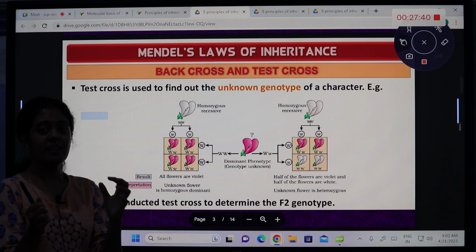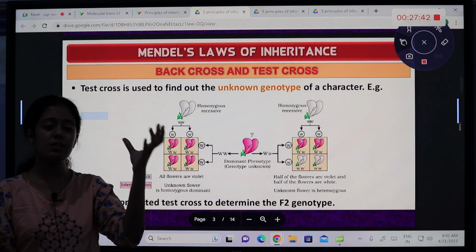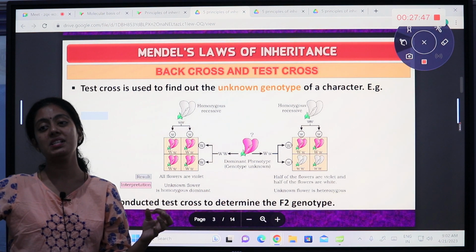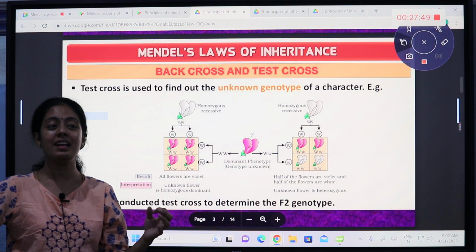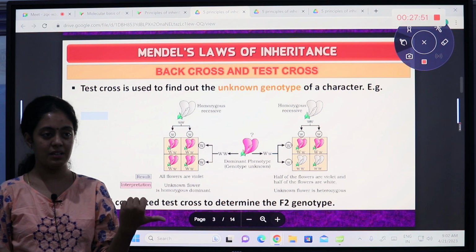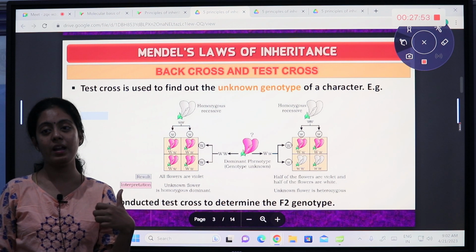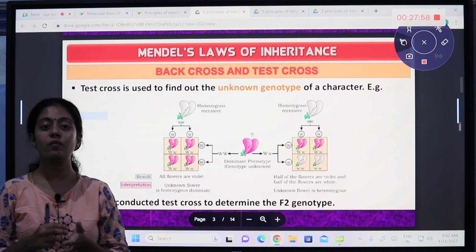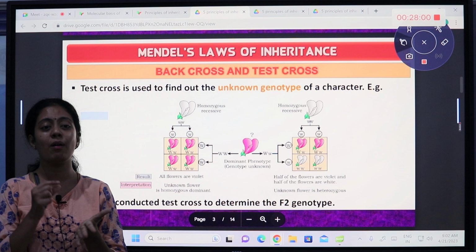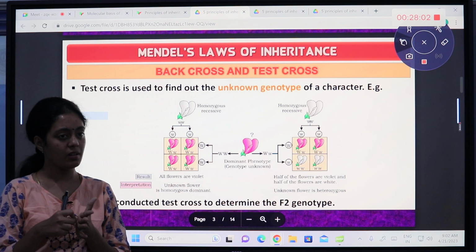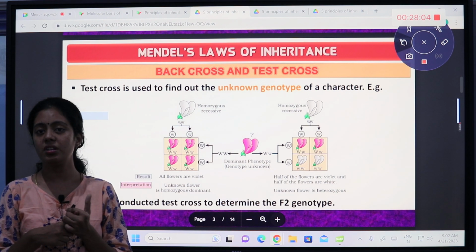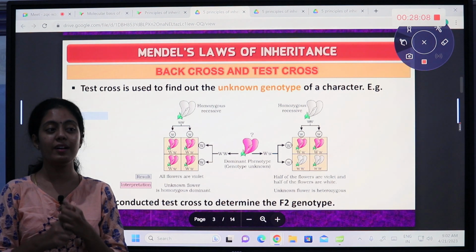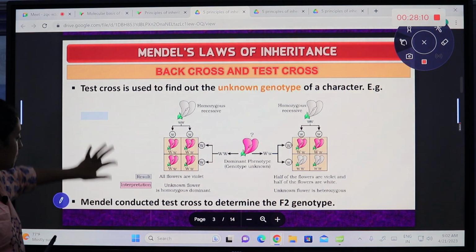To understand whether my parent is homozygous or heterozygous. Is it clear? If the ratio is not 1:1, I will understand that my parent is dominant. If the ratio is 1:1, I'll understand that my parent is recessive. So a 1:1 ratio tells that my parent is recessive. Clear? Understood? Test cross is used to find out the unknown genotype of a particular character.